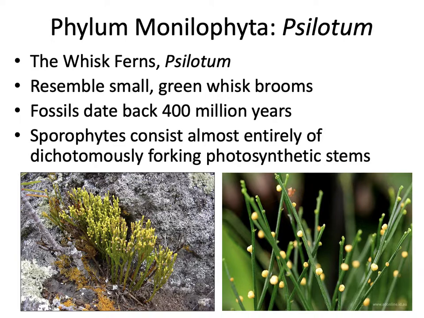All right, so now we move into our next phylum, the Monilophyta. That's the true ferns plus their allies. And the first ally is Psilotum. This is called a whisk fern because it kind of looks like a little whisk broom. It's very primitive in that the fossils date back 400 million years ago, and the sporophytes consist almost entirely of dichotomously forking photosynthetic stems.